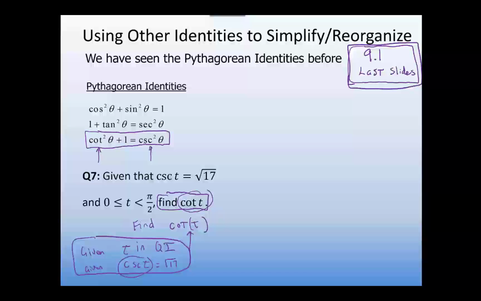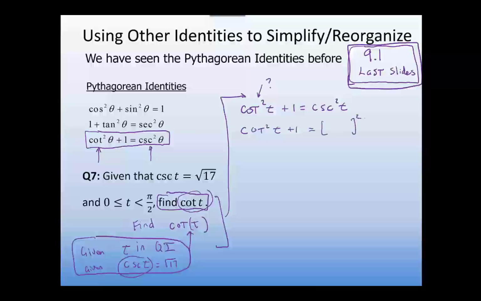So I can use this identity for my problem here. Now in the identity it says theta. In our problem it is about t. And I have this part I don't know, which I'm going to solve for. But cosecant, I know the answer to cosecant because I was given that value: the square root of 17.